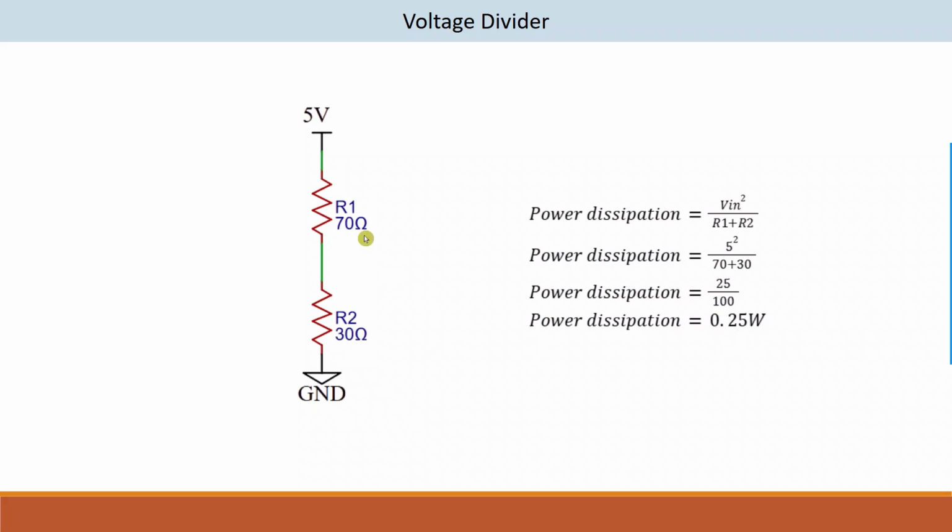That means the power dissipation of the circuit is 0.25 watt, and we have to use resistors with wattage more than 0.25 watt. We cannot use less than this wattage.